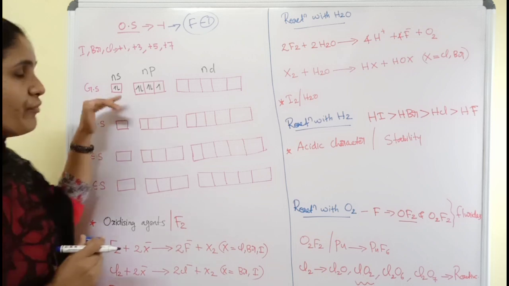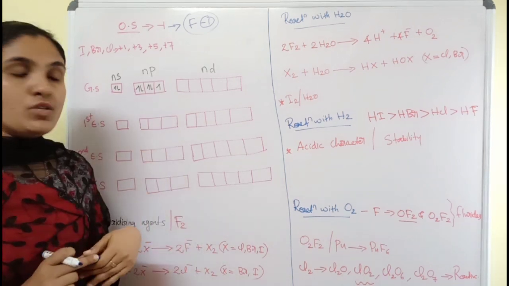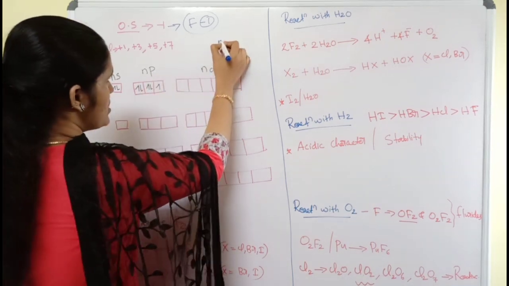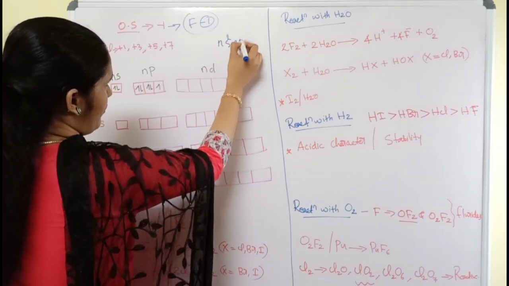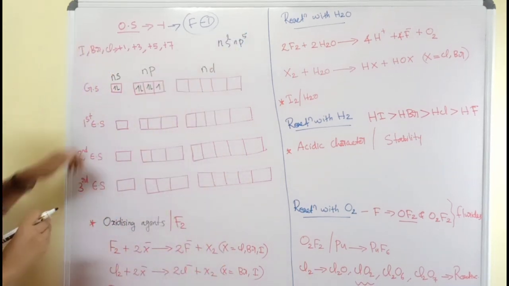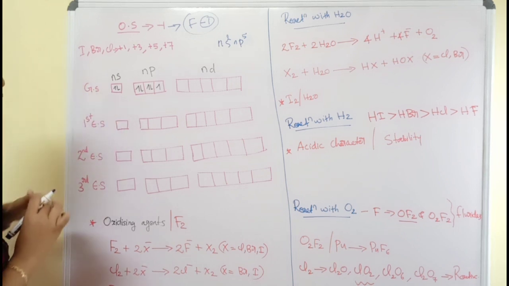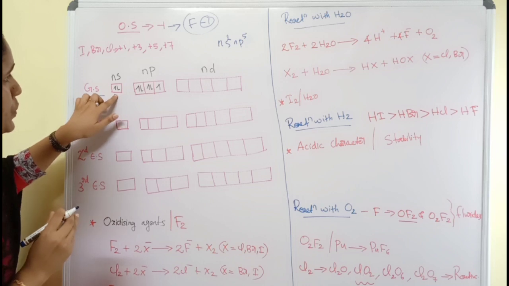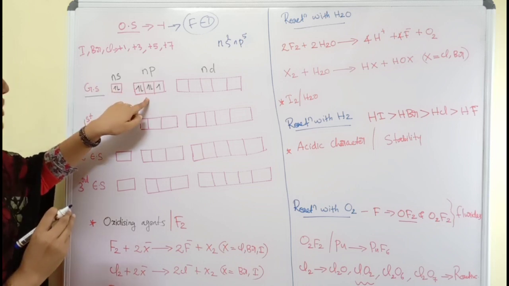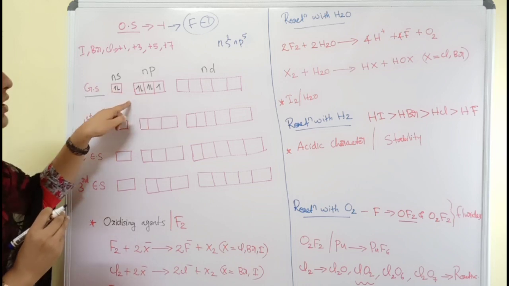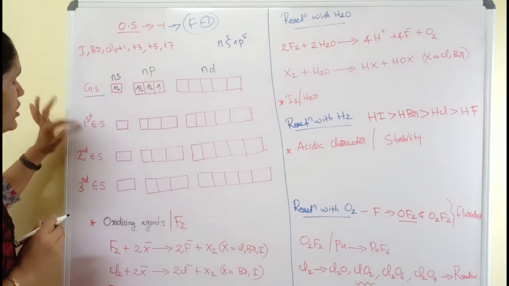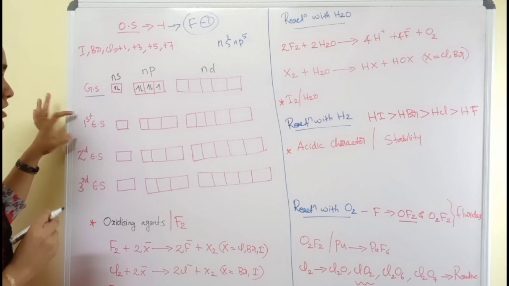electronic configuration of halogens. Okay, so normally we know the outer electronic configuration of halogens is ns2 np5. So we can represent the ground state electronic configuration of halogens. Ns consists of 2 electrons and the np orbital, which consists of 5 electrons, can be represented in this manner. And what happens when it moves to the first excited state?